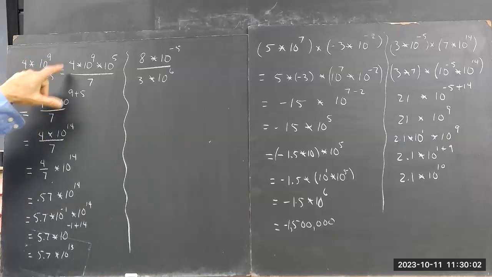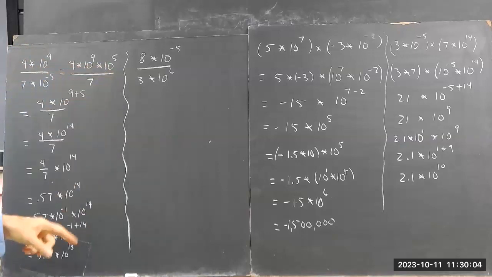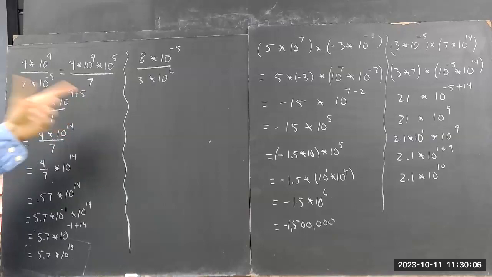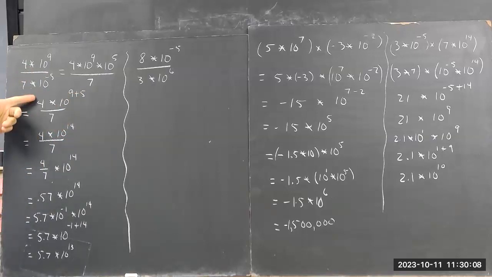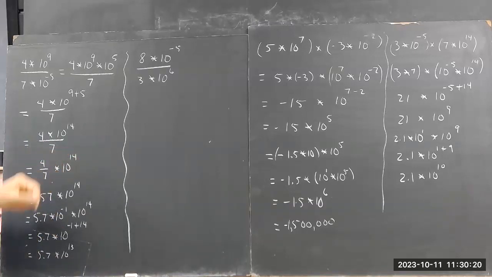Okay, so 10 to the 9th times 10 to the 5th is 10 to the 9 plus 5. We keep the 4 and the 7 just as they are. And 9 and 5 is 14, so now we got 4 over 7 times 10 to the 14th, which can be written 4/7 times 10 to the 14th. Now this isn't scientific notation. First place, scientific notation is going to have a decimal number out in front. Okay, so we'll take 4/7, we divide that.